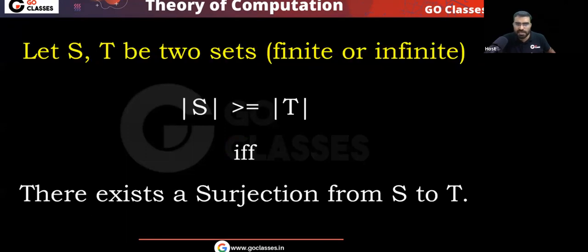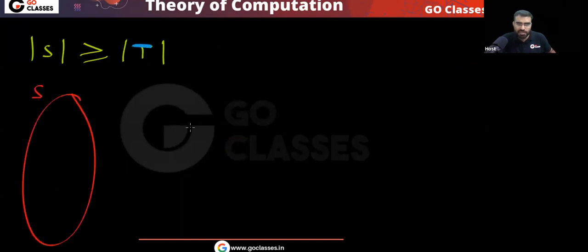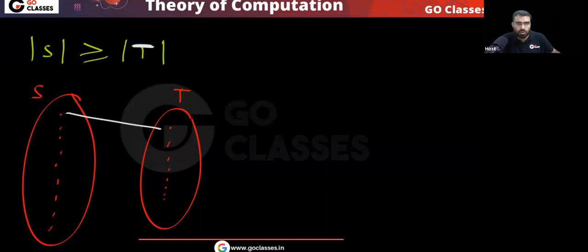Now tell me one thing. The same thing I can say in terms of surjection. When can you say that the cardinality of set S is greater than or equal to the cardinality of set T? This will happen if there exists a surjection. Yes or no? You can cover all of them.